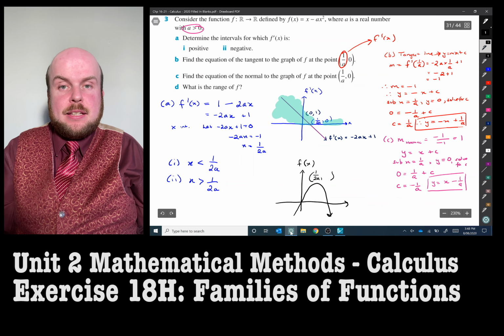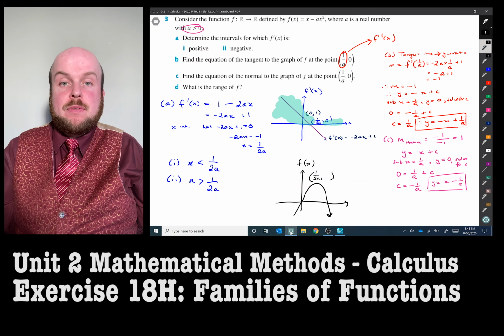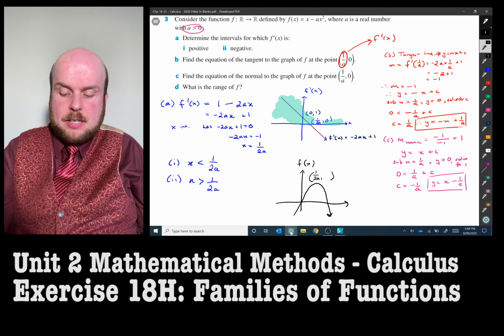Where the x value of the turning point is 1 over 2a. But what we need to do is find what that y value is, for that will tell us what the range is. So we just need to substitute that into the original equation.